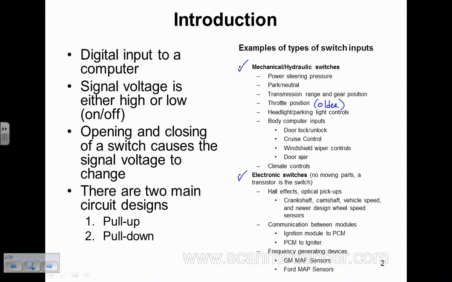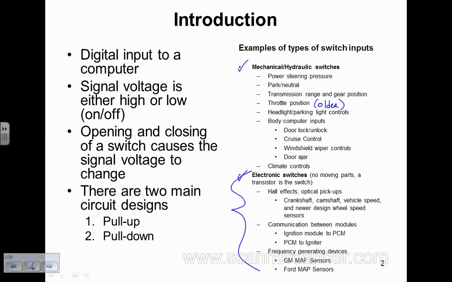And then it really gets deep into the car, in this bottom section, where a lot of our camshaft, crankshaft, and vehicle speed sensors operate off of this design, which is electronic but works like a switch. So Hall effects and opticals, and then communication between modules, where you have, say, an ignition control module sending a signal to the engine computer for RPM and an injection pulse. It works off of this principle of a switch input. And then, of course, we have some frequency generating devices like mass airflows and MAP sensors on some vehicles. That's a lot of stuff, and that's only a fraction of the components on a car that may use a switch input.